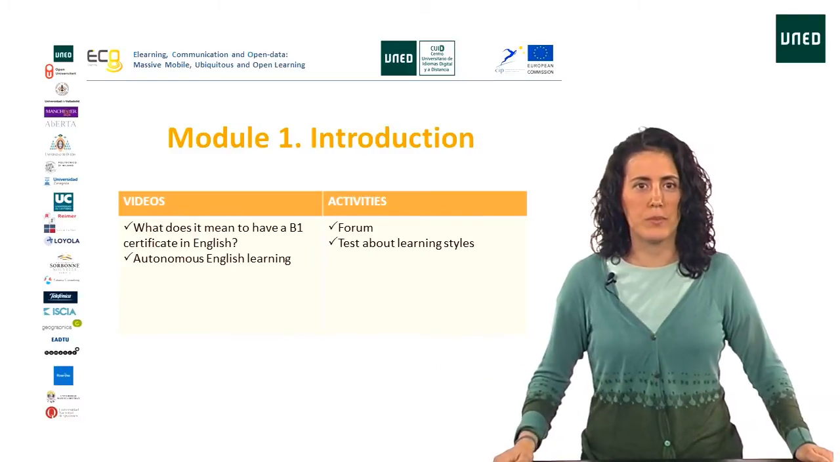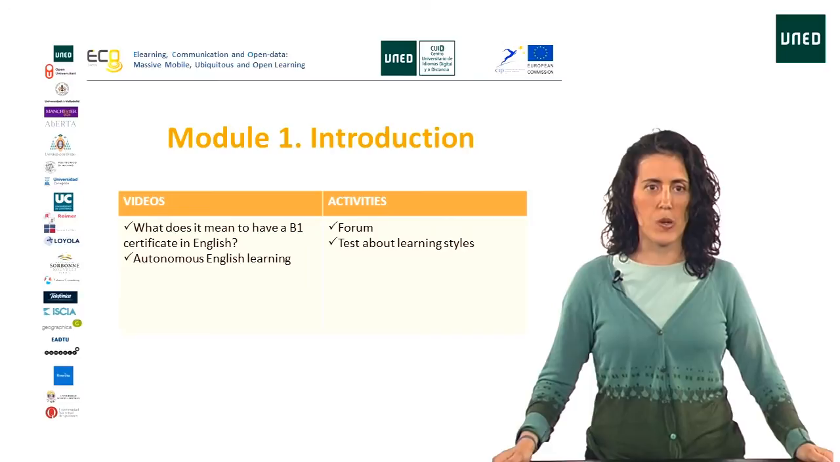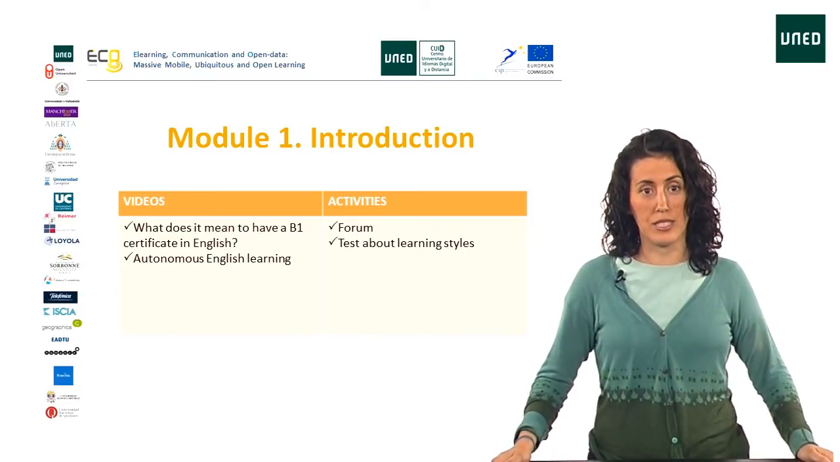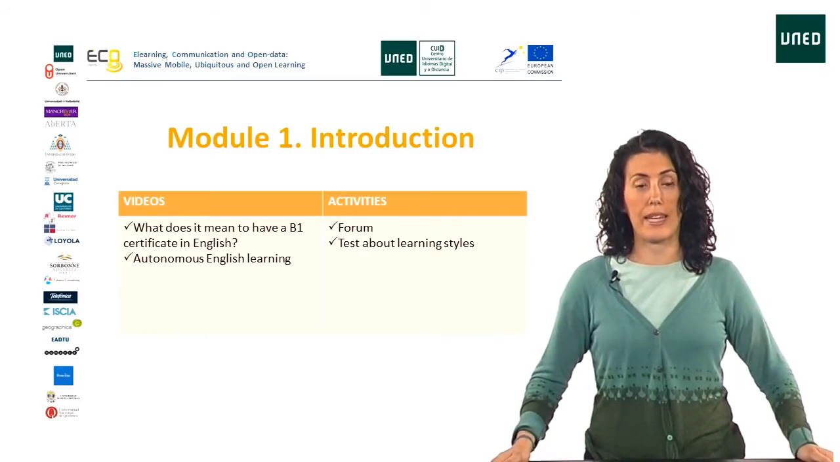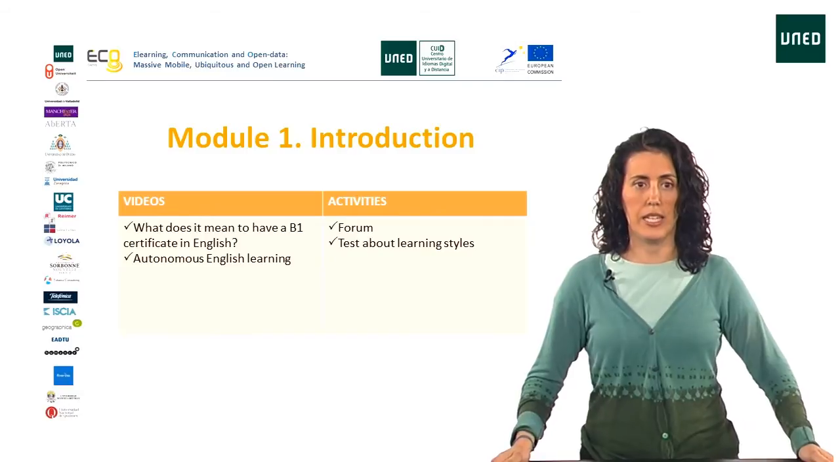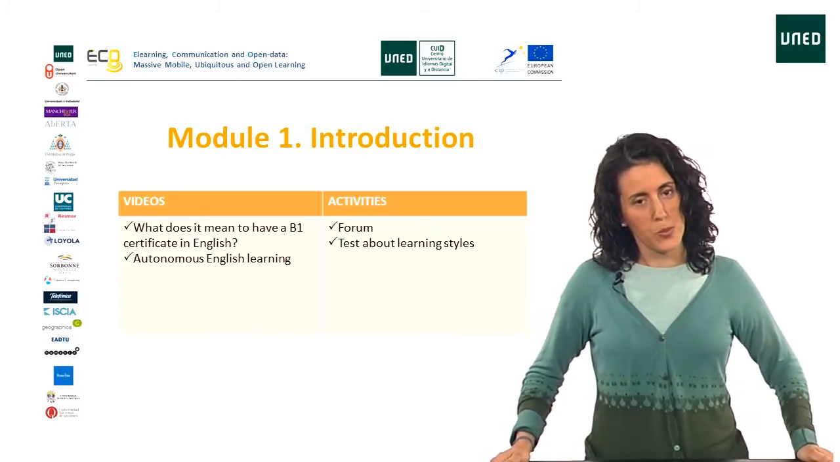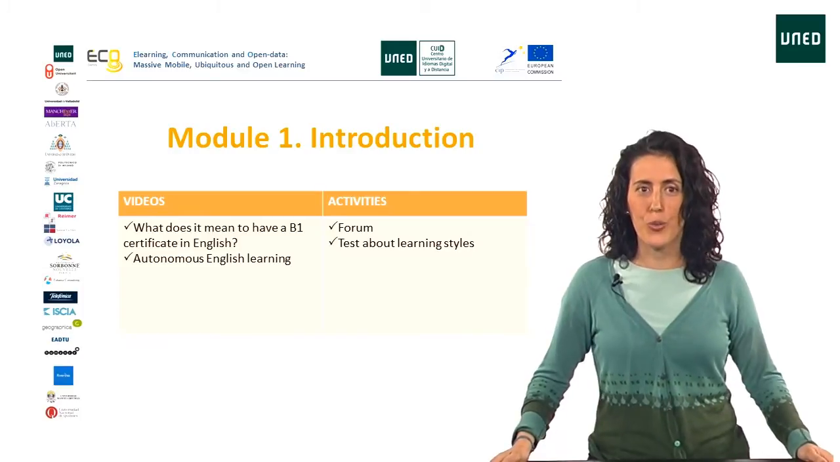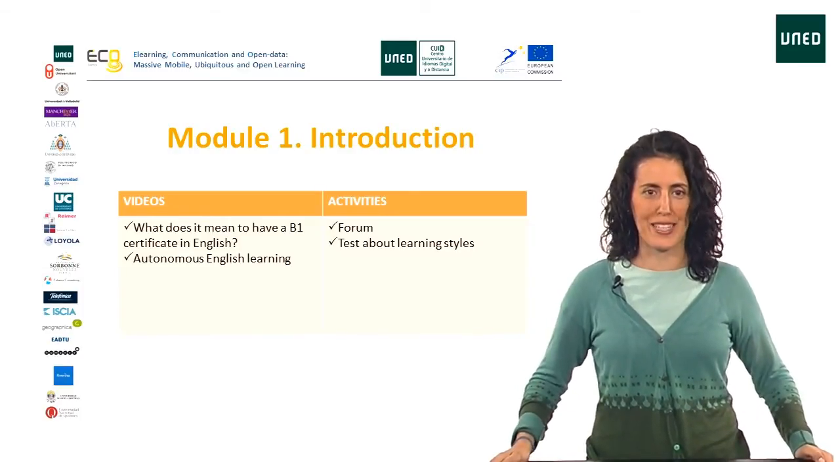So in the first module, in the introduction, we had 2 video classes. The first one, what does it mean to have a B1 certificate in English? We learned about the importance of such a certificate and achieving that level in a foreign language. And also, we were introduced to being autonomous when learning a language and how we can do it. Hopefully, by now, you will be all autonomous learners, and you'll be very proud of that, I'm sure.